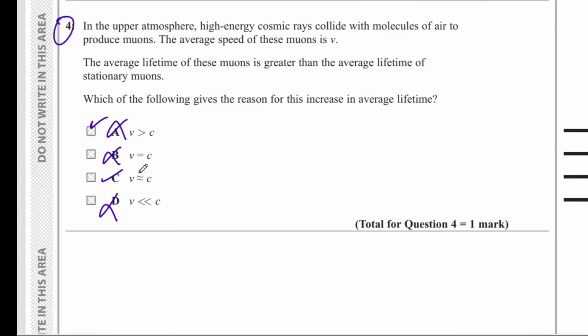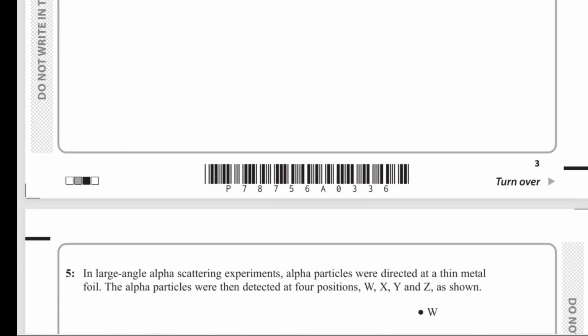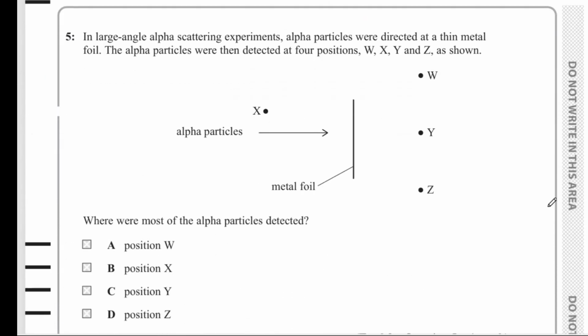This option denotes almost equal to, right? So V should almost be equal to the speed of light. That is why they would be having a higher average lifetime.